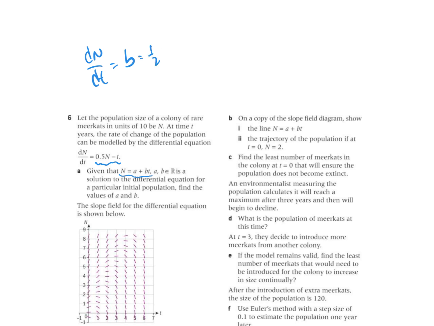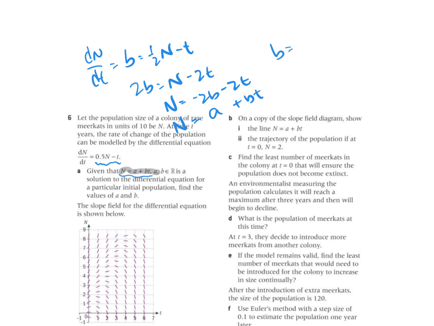So it is equal to 1/2 n minus t. And so 2b is equal to n minus 2t. And so I know that n is equal to 2b plus 2t. Now, if we look down here, here's the equation. And so if I take that and compare it, I have n is equal to a plus bt. That means that b equals, hold on, I fixed my math here. This is going to be a positive and a positive. So b is equal to 2, and a is equal to 2b, which means a is 4. And so the equation is n is equal to 4 plus 2t. And that's going to come in handy later on.